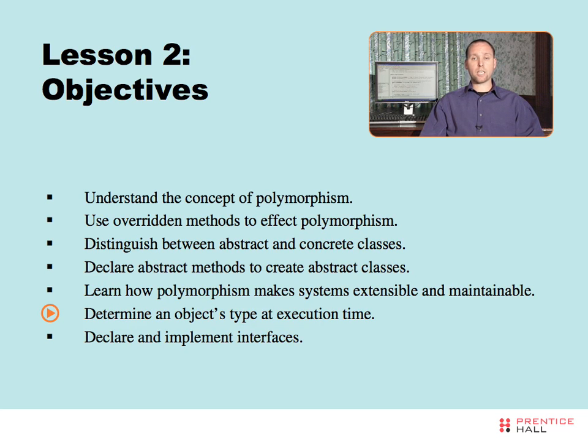We're going to take a look at an object's capability for determining its type at execution time. This is an interesting aspect of Java in that all objects know their own type. And finally, we're going to talk about a construct called an interface, which is similar to an abstract class, but it's not allowed to have implementation details.